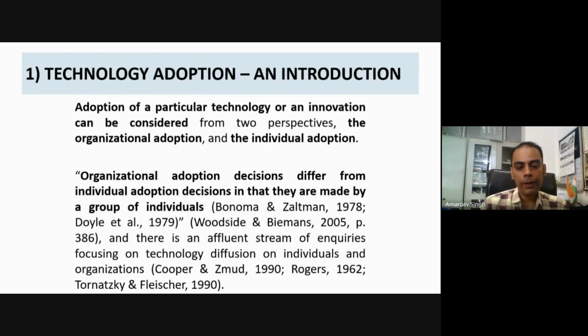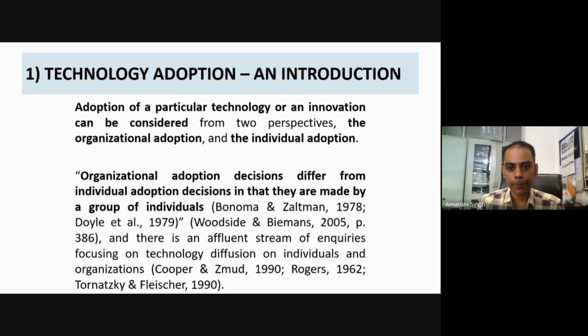When we refer to the adoption of a particular technology or an innovation, it can be considered from two perspectives. One is organizational adoption, which means the decision of a particular organization or institution to adopt a technology. The other is individual adoption, which means the adoption of a technology by an individual user. Let me highlight this with an example.